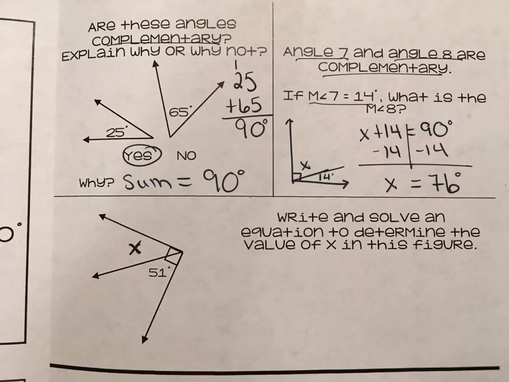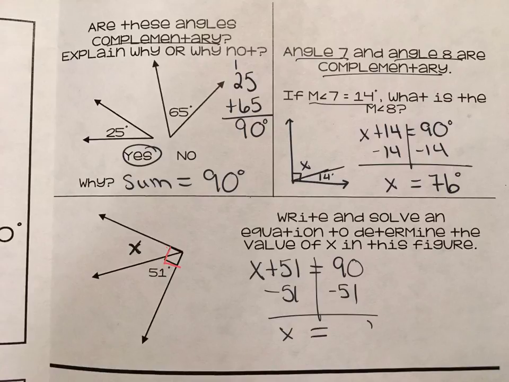So the next one actually says write and solve an equation to determine the value of x in this figure. So this one would be x plus 51 equals 90, because we have this little square here, so I know it's a 90-degree angle. So once again, we're going to subtract 51 from both sides. You'll be left with x equals 39 degrees. And always go back and double check by adding 51 plus 39, which gives you 90 degrees. So we know that is the correct answer.